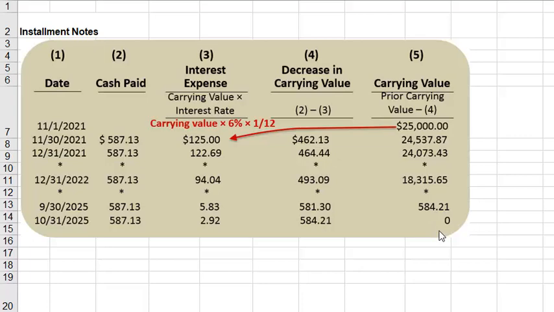So, for example, with a car, you pay $587.13 every month. At the end of the life, you owe zero. Once you pay that final payment, the car is yours. You owe nothing. All right, so that's what's shown here in this chart. So please see other resources on installment notes and let me know if you have any questions on the discussion boards.